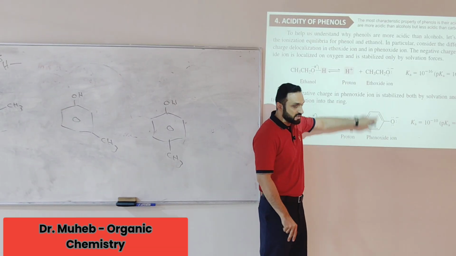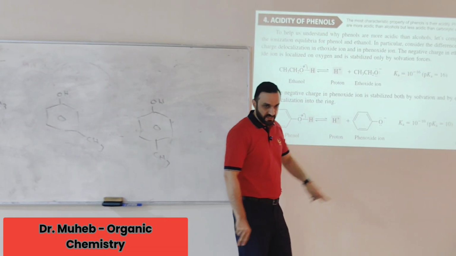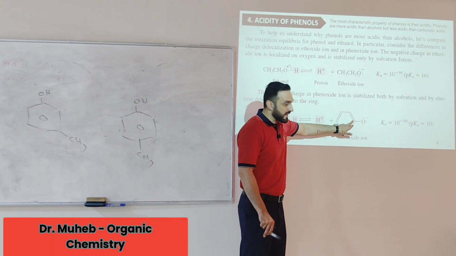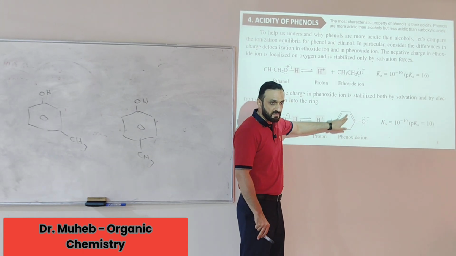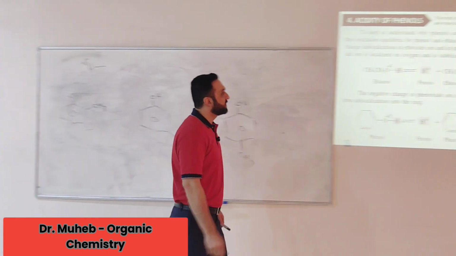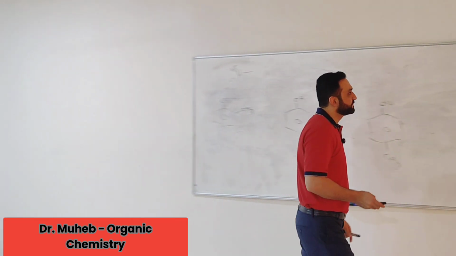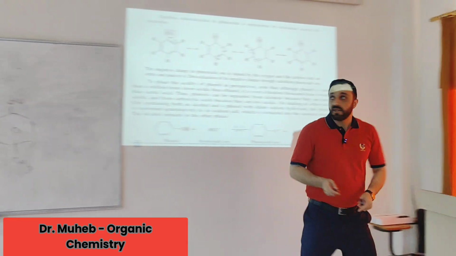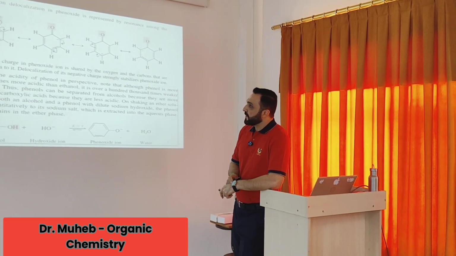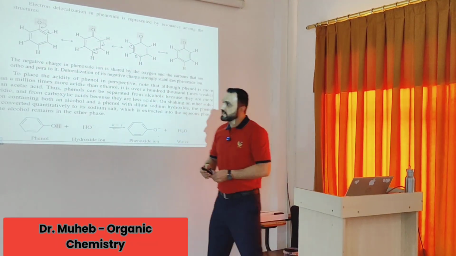Which is more stable, this or this? Of course, this will be the more stable conjugate base because of the resonance structure. The negative charge on the oxygen will be stabilized by resonance over the benzene ring. Okay, over the benzene ring. Here the same resonance structure, just explained for you.